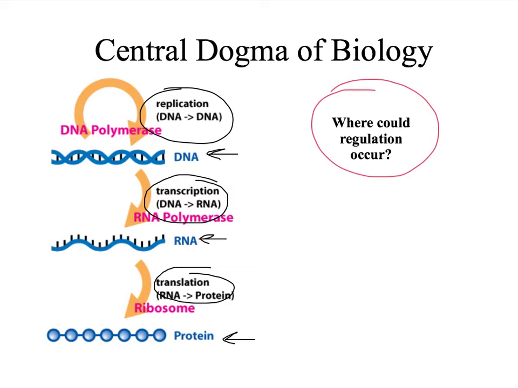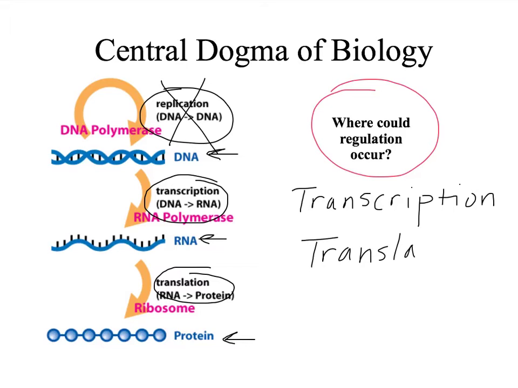Well, the first step, replication, doesn't really matter as far as gene regulation goes, because we always have multiple copies of all the DNA. So replication is not a place where we're going to regulate or control when genes are turned off and turned on. But transcription and translation are definitely places where we can control what genes are being expressed. The most common of these two is transcription. Most of the regulation of DNA, essentially done through RNA, is via transcription.